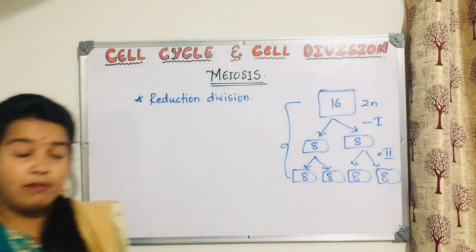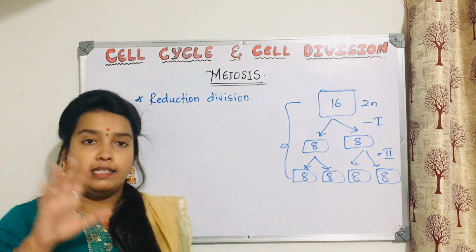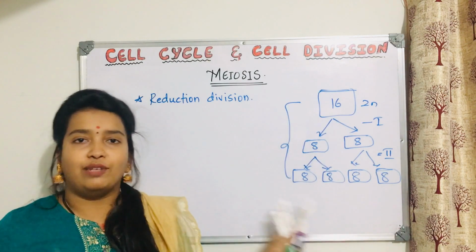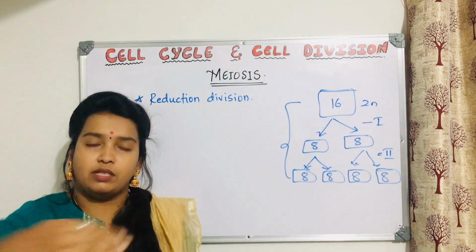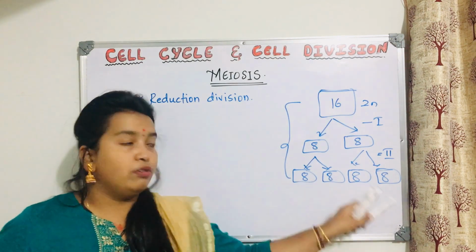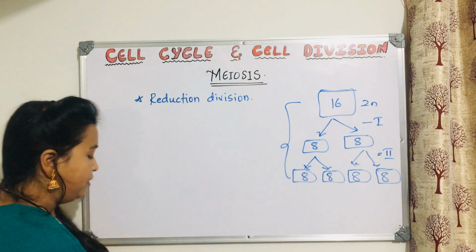Every time you should note this, that meiosis is a reduction division. It completes like this only. Whatever the number of chromosomes you have in the parent cell, you just make it half and it will produce 4 cells. We know that also. So it is a reduction division. I hope it is clear.